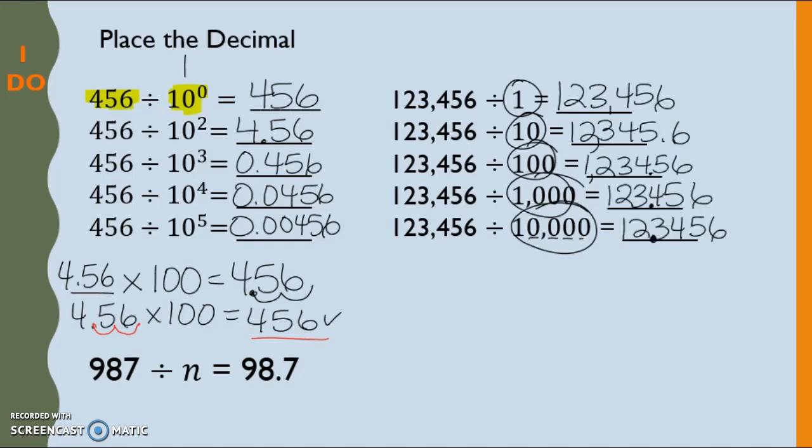Okay, so you see we've completed the rest of this chart, and notice that our decimal point places correspond, or they match, the number of zeros in the number that's written for the power of 10.